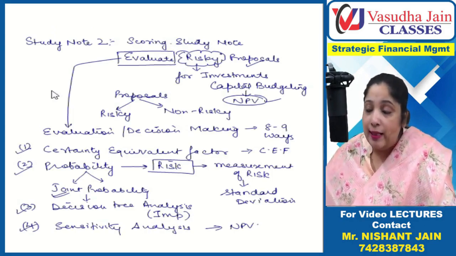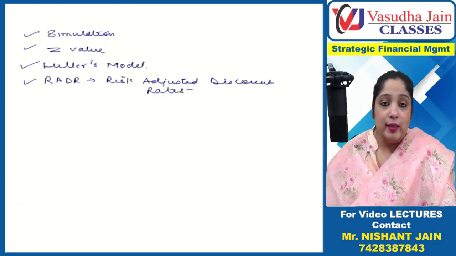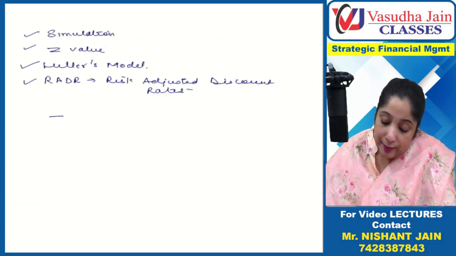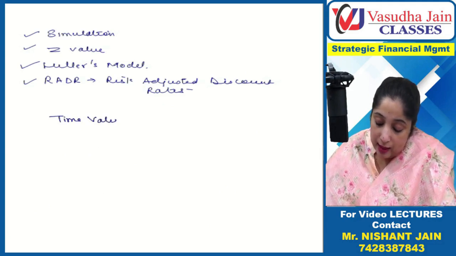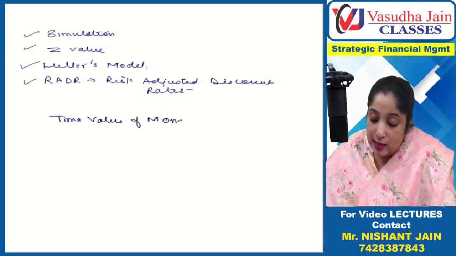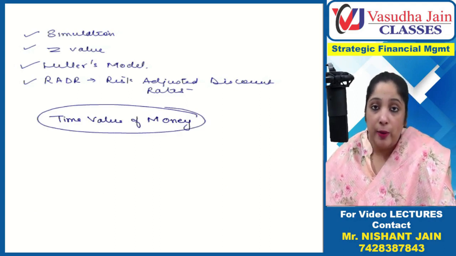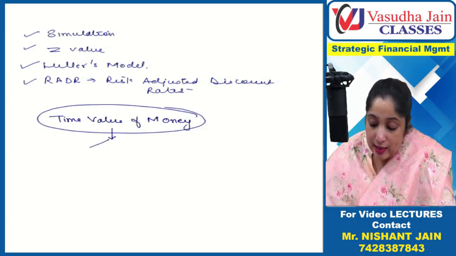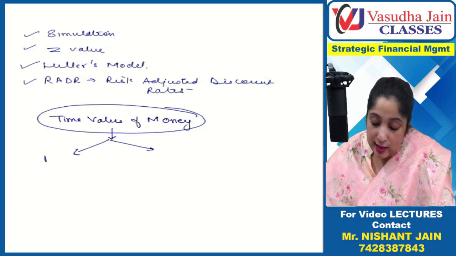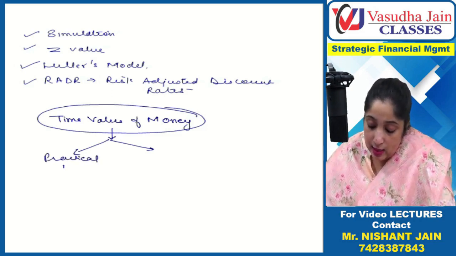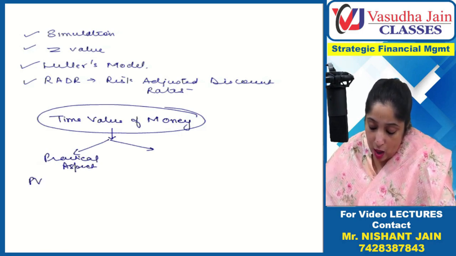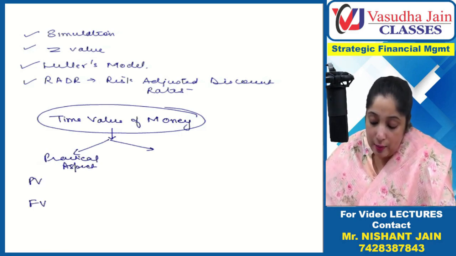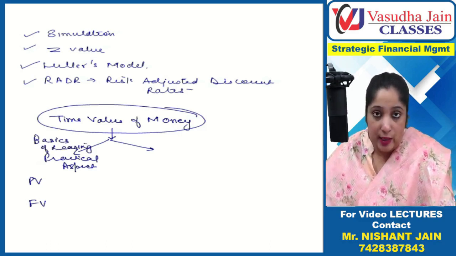Now before starting this chapter, we need to understand one very important concept, that is time value of money. This concept needs to be learned properly before starting this chapter, because every logic starts from this concept. The time value of money concept can be understood in two parts. One is its practical aspect. Practical aspect means how to compute present value and how to compute future value, which we have learned in the basics of leasing chapter. You can watch that video.